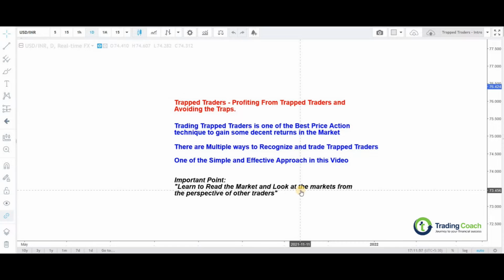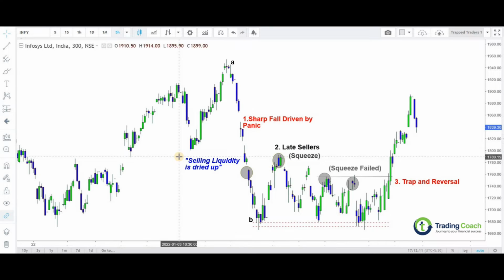Let us dive into the topic. Here is a simple market trap which has taken place in Infosys at the time of making this video. This is an actual, recent example which we can see. This is the Infosys Limited 5-hour time frame. I'm looking at the 5-hour chart of Infosys.